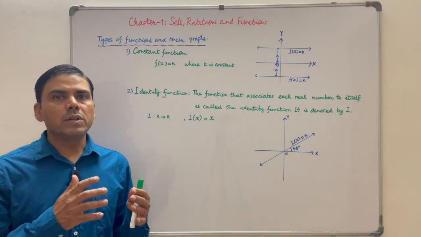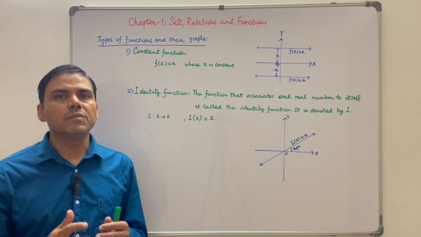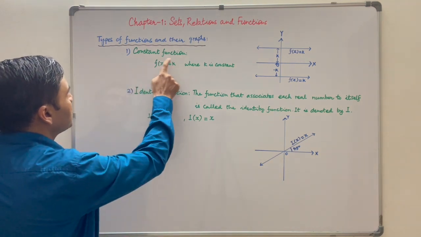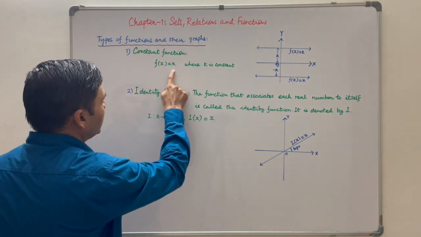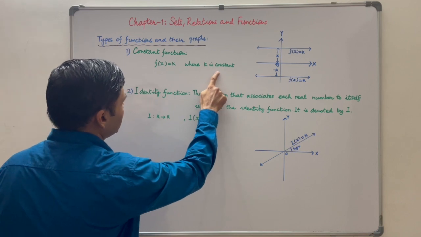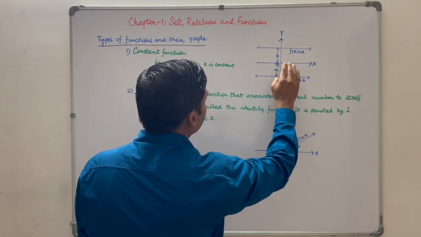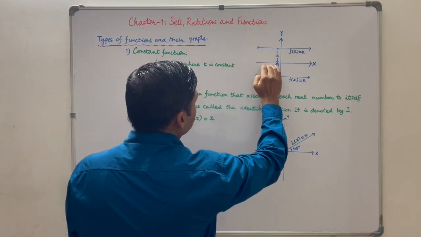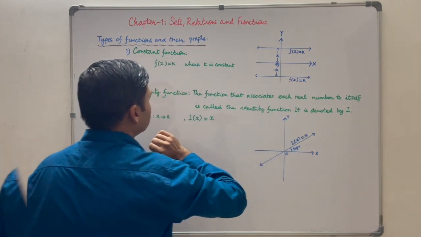Now let us talk about types of functions and their graphs. There are 14 functions we will talk about one by one. First one is the constant function. Constant function is given by f(x) equal to k, where k is some constant. Its graph will be a straight line parallel to the x-axis. If k is positive, it will be above the x-axis. If k is negative, it will be below the x-axis.